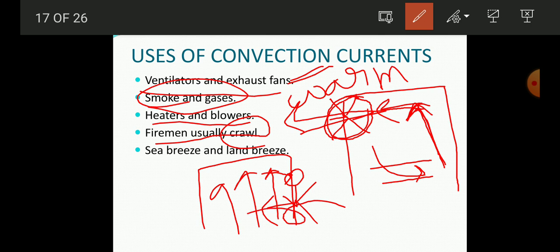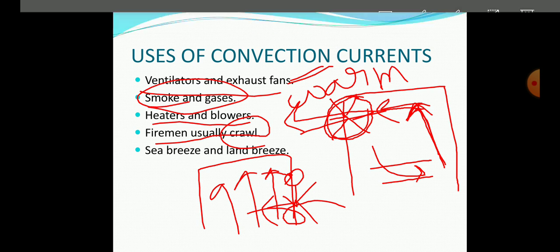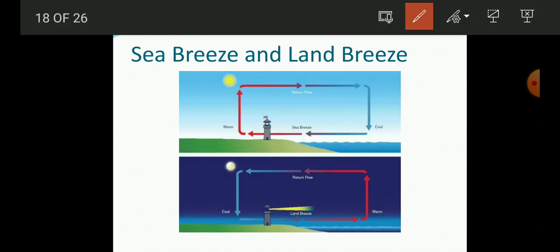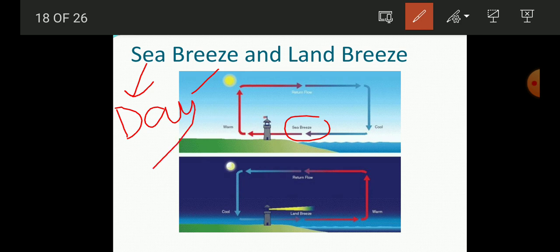So the sea breeze and the land breeze are also examples of convection current. How? Let us find out. Here you can see the image. The first image shows you the sea breeze. So how is the sea breeze happening? Students, this is happening in the daytime. Sea breeze happens in the daytime. How is this possible? Let us find out.